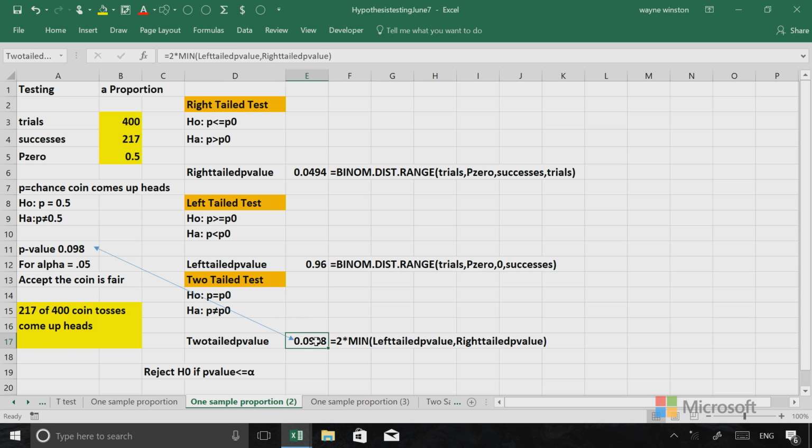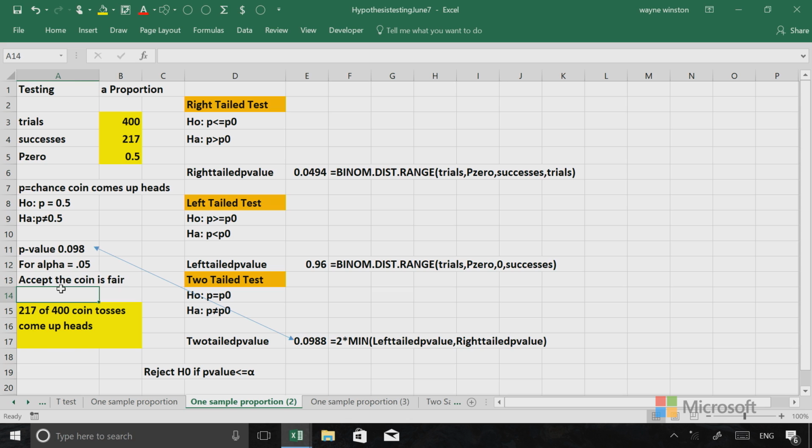So we'd use the p-value down here. So basically p0 is 0.5 because we're assuming a fair coin in the null hypothesis. The number of successes is 217 out of 400. And then, you have to double the probability from the smaller tail. Okay, I don't know exactly which would be the smaller tail here, but basically you get a p-value of 0.0988. So for alpha equal 0.05, we would accept the null hypothesis.